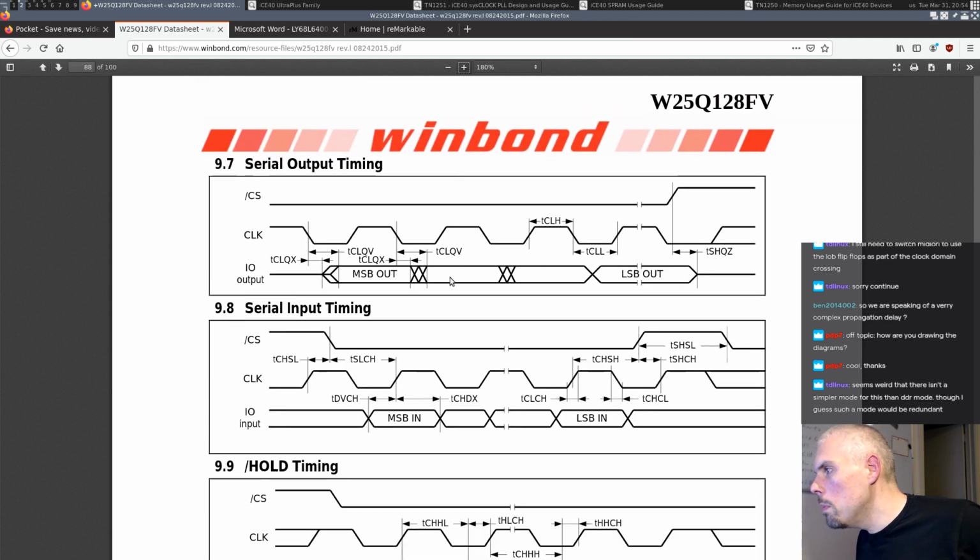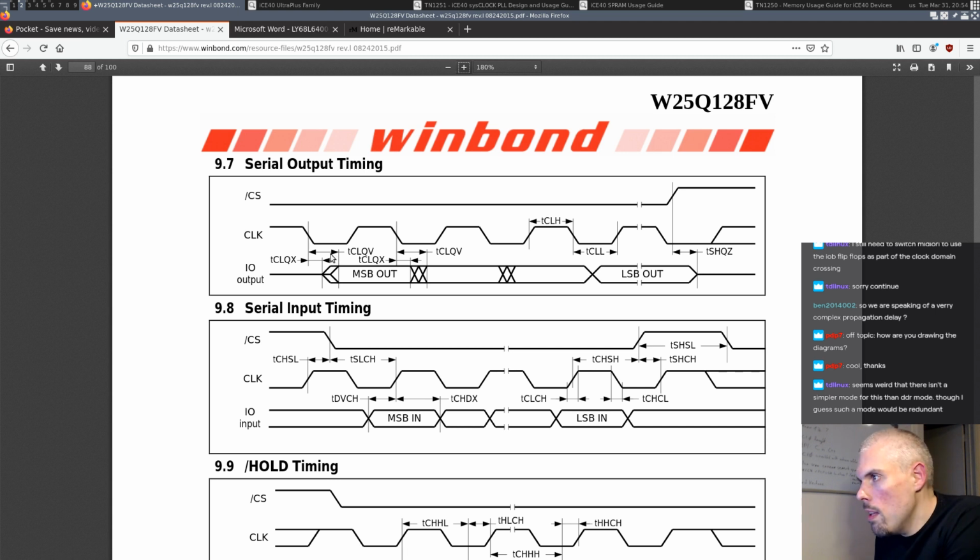So, serial output timing. The first thing to note is that the flash chip is going to output data on the clock falling edge, the SPI clock falling edge. It will output data some time after.